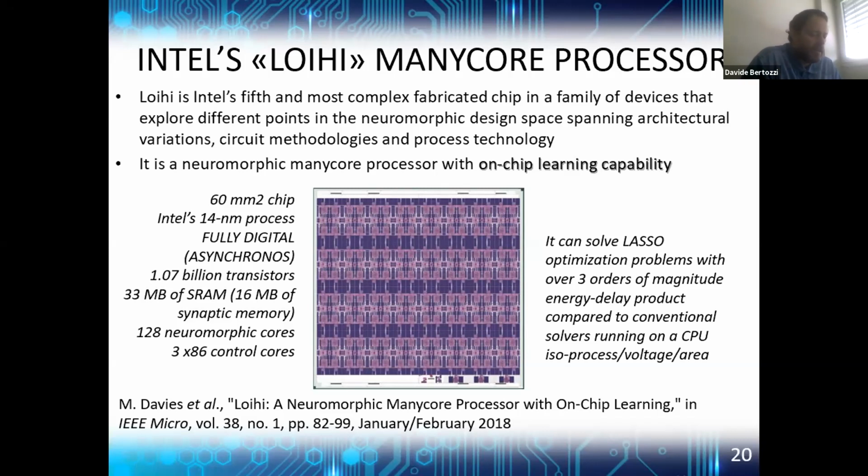Interestingly, this spiky neural network implementation has on-chip learning capability. I will not go into the details of how we can learn with spikes and how to implement that. This is outside the scope of this presentation. But for your information, this results in a local learning engine, which is embedded in each one of the 128 neurocores.